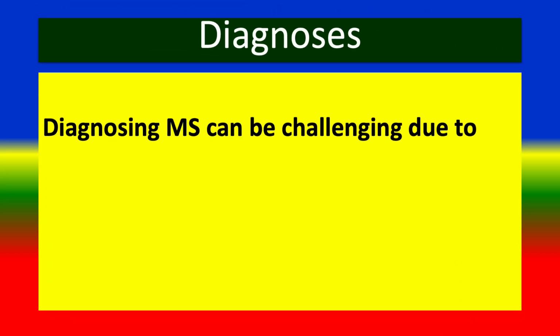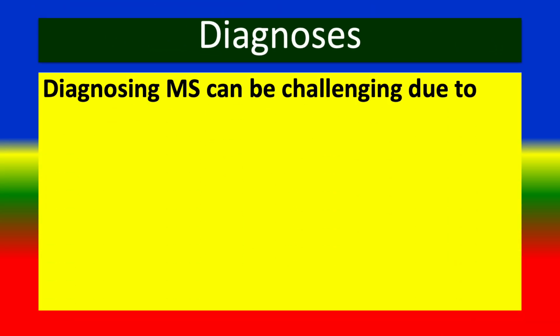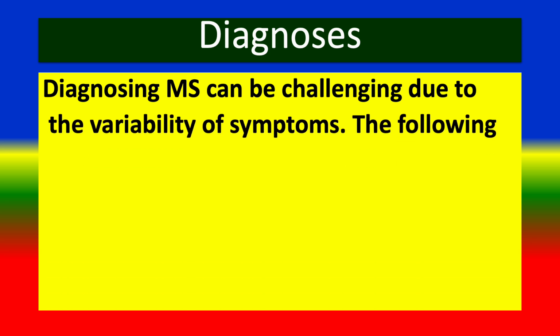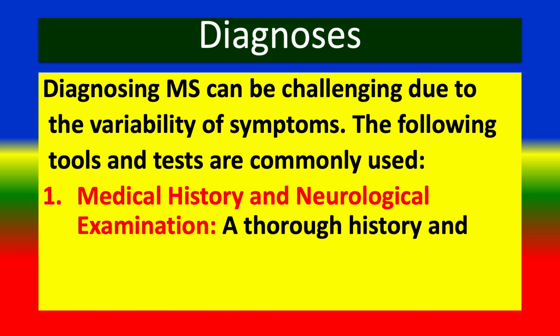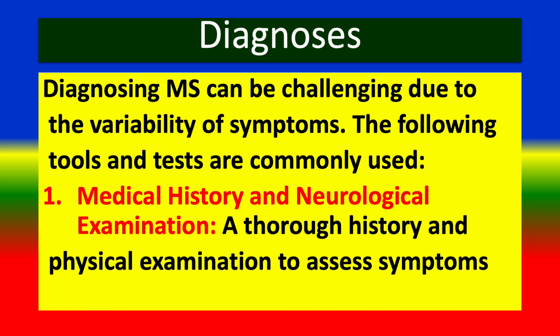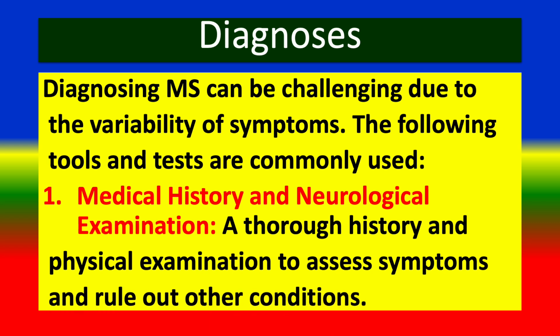Diagnosis. The diagnosis of MS may be challenging due to the variability of symptoms. The following tools and tests are commonly used. 1. Medical history and neurological examinations. A thorough history and physical examination to assess symptoms and rule out other conditions.